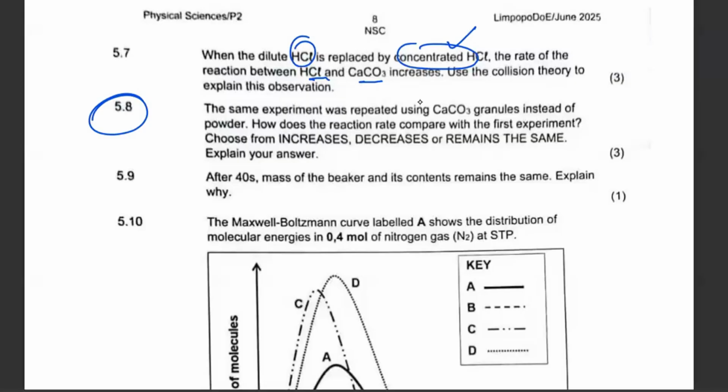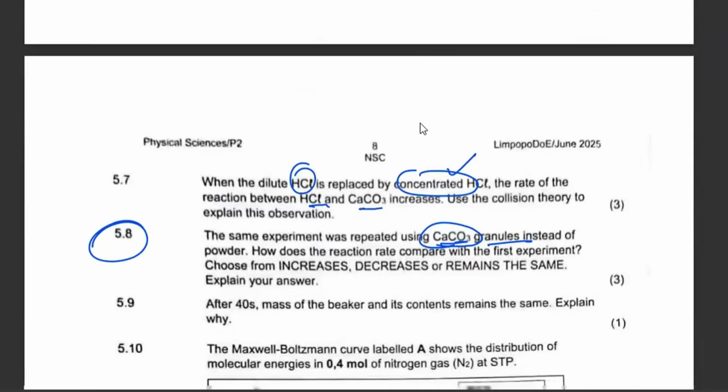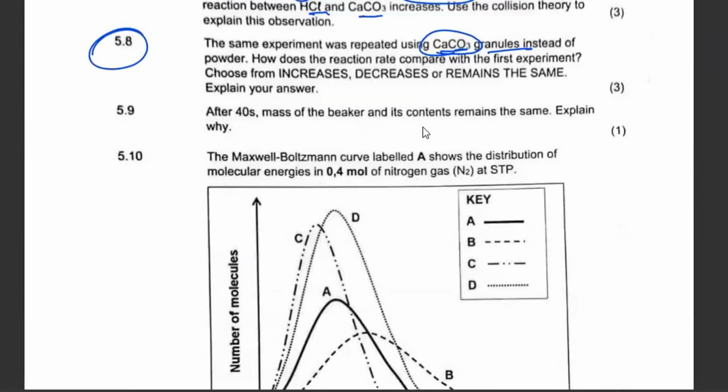The same experiment was repeated using the calcium carbonate granules. Was it powder before? Yes. The moment it was powder, it means that it was fine. The number of particles which get contact with the chemical or with hydrochloric acid, they are many. But now when they become granules, it's like swallowing food which is not grinded by the teeth, then it means that the digestion is not going to be fast. Therefore, if they are granules, then it means that the number of particles which are reacting are going to reduce, and then that is gonna make the reaction to decrease.